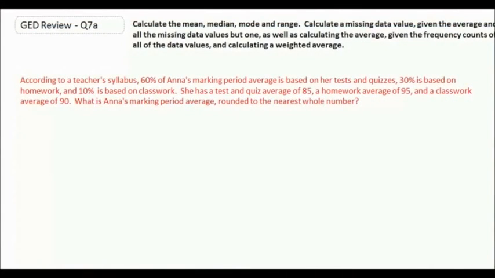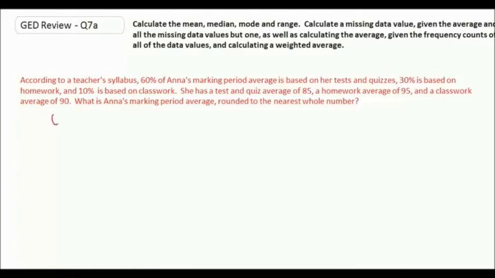The last thing we're going to do is calculate weighted average. According to a teacher's syllabus, 60% of Anna's marking period average is based on her tests and quizzes, 30% is based on homework, and 10% is based on classwork. She has a test and quiz average of 85, a homework average of 95, and a classwork average of 90. What is Anna's marking period average rounded to the nearest whole number?